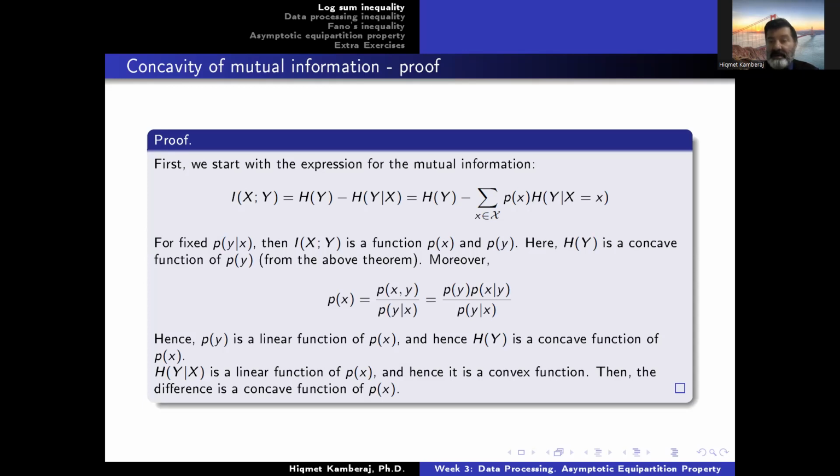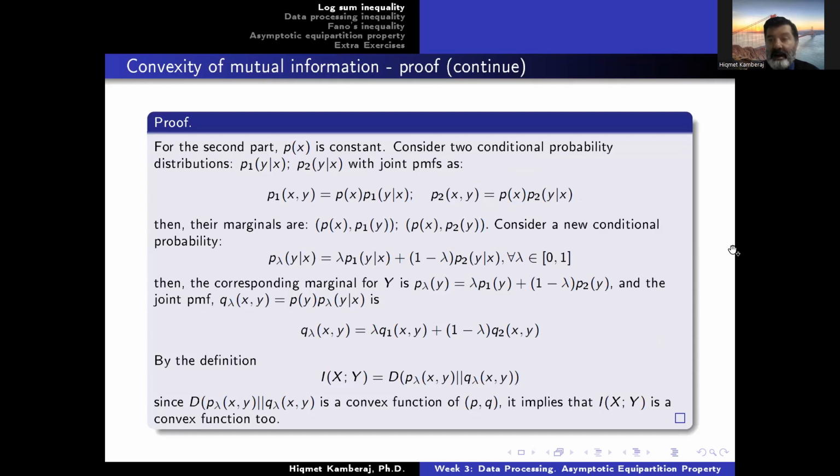Moreover, from probability and statistics, we can write P of y as the joint probability mass function P of x and y over the conditional P of x given y. Or furthermore, P of x and y can be written as P of y times P of x given y over P of y given x. Now you can see that P of y is a linear function of P of x, and hence H of y is a concave function of P of x as well. Now the conditional entropy H of y given x is a linear function of P of x, and hence is a convex function. Then the difference is a concave function of P of x.